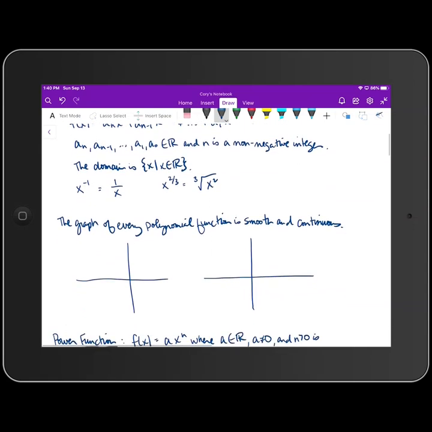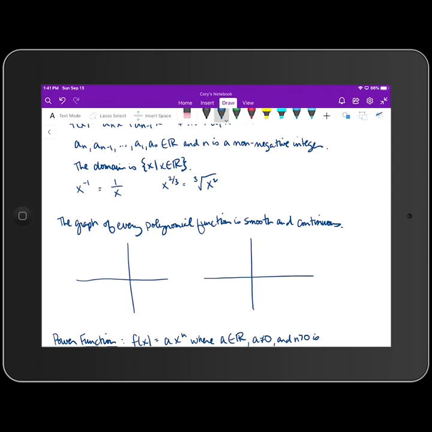All right, the graph of every polynomial function is smooth and continuous. Okay, so the graph of every polynomial function is smooth and continuous. We're going to talk in the next chapter, in chapter 3, when we get into calculus, about what it means for a function to be continuous. Like there's a specific mathematical definition for that. But right now, we have to work with a more simplified definition.